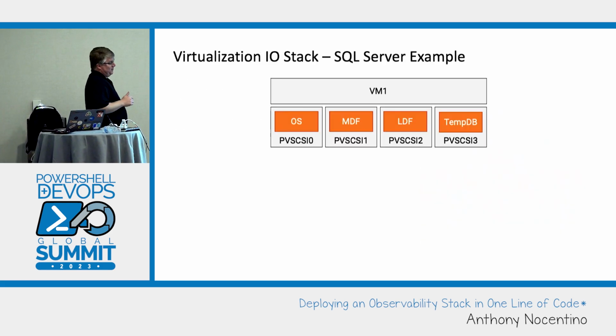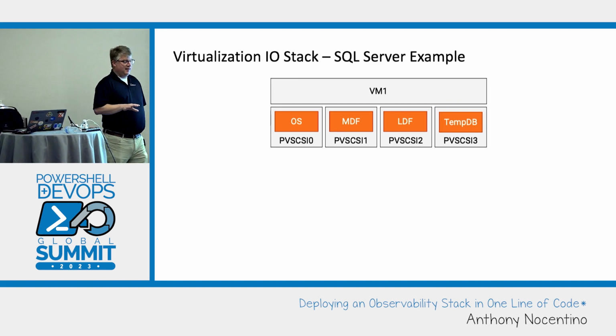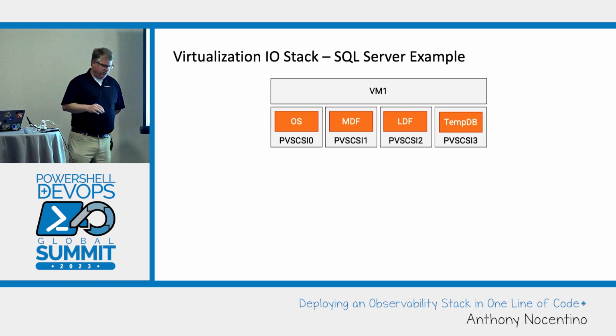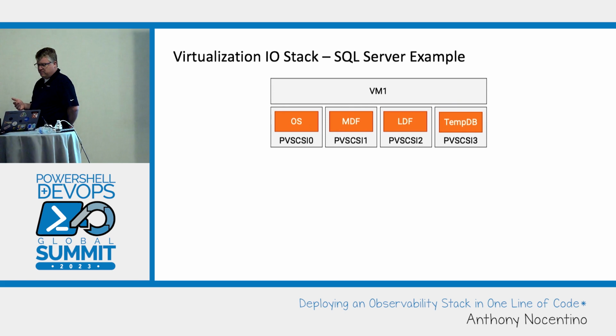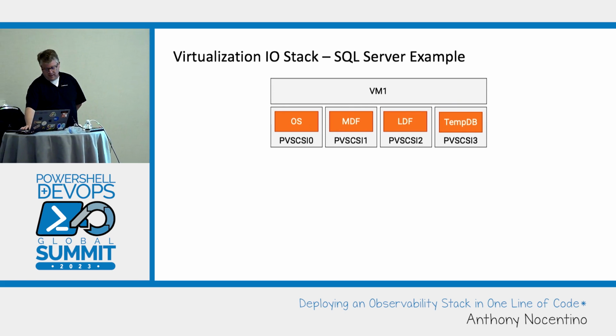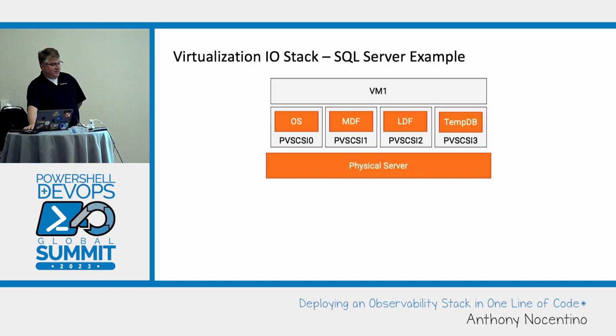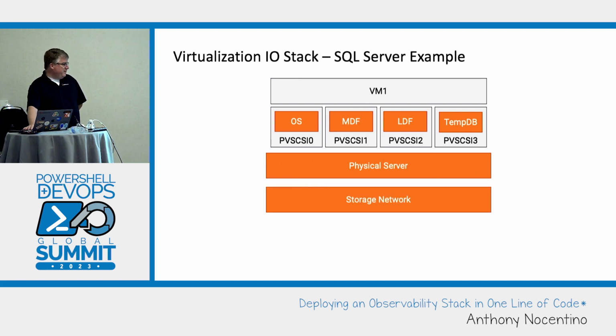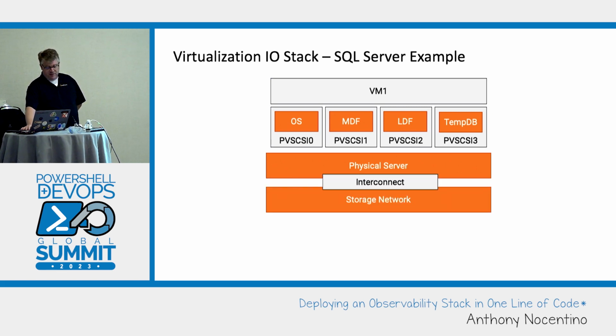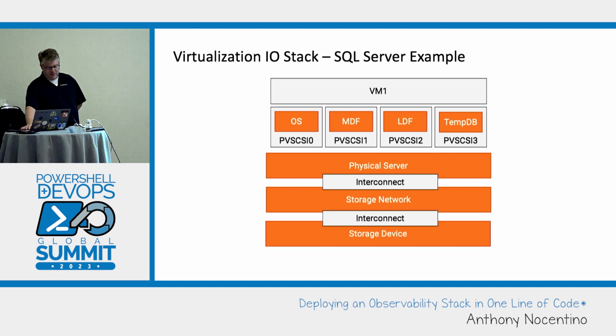So we're going to talk about VMware specifically just as a use case. We're not going to dive too deep into its metrics, but if I have a virtual machine, it's going to sit on a physical server, right? That might be connected to some storage network, shared storage, and there's an interconnect there, and then eventually it's going to connect to a storage device, right?